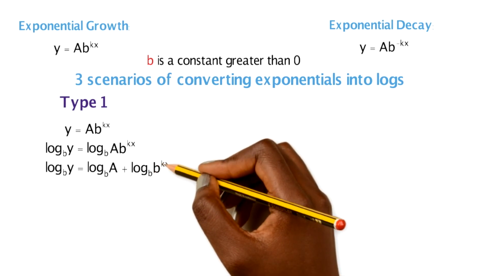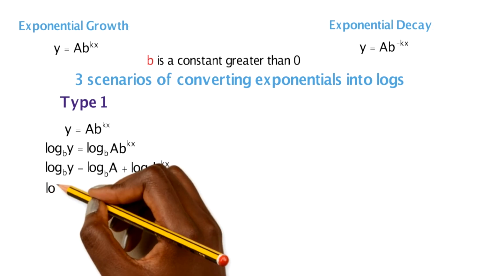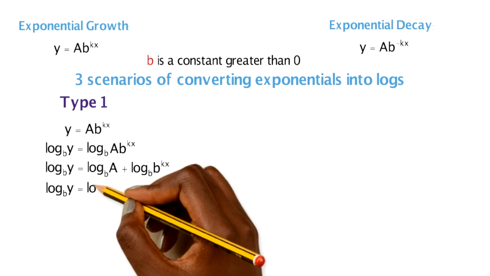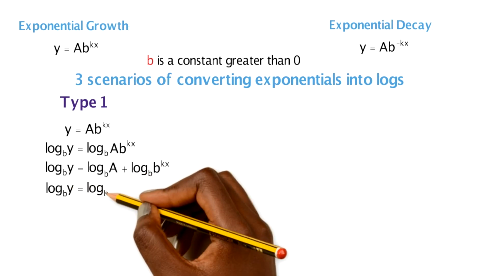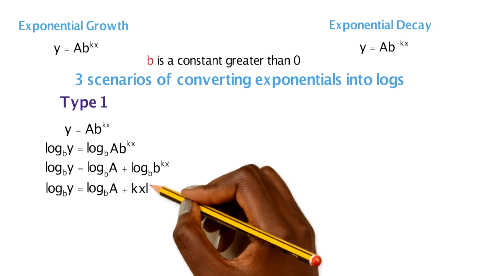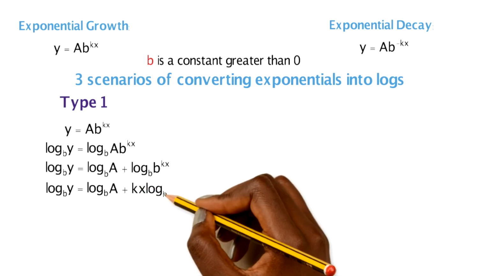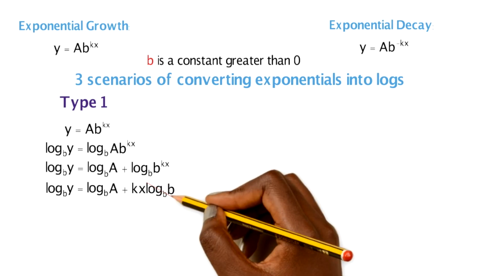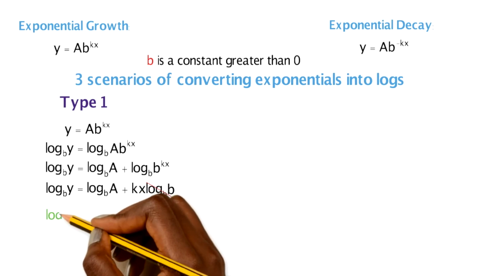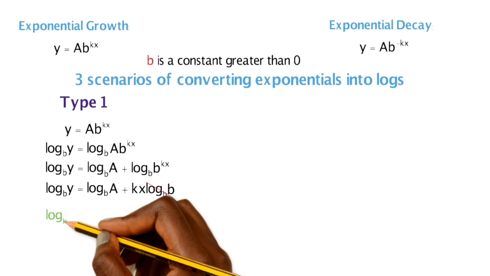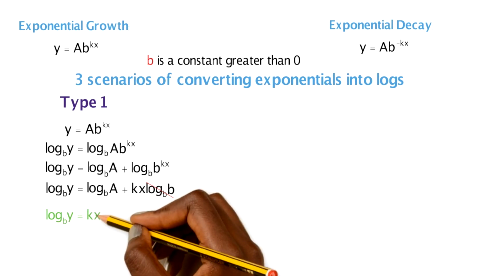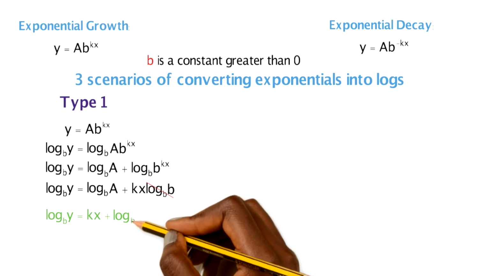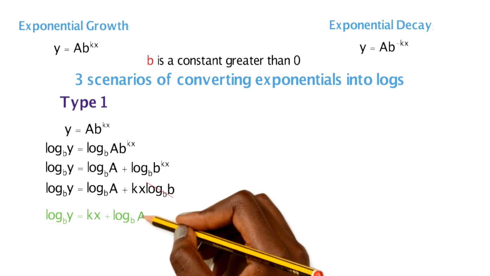Remember, powers with log laws end up moving in front of the log, so it's going to change into log b y is equal to log b a plus kx log b b. The log b b is going to end up cancelling out, it's the same as 1. So then, therefore, that's going to leave you with log b y is equal to kx plus log b a. And still notice that y is equal to mx plus c format with this answer.